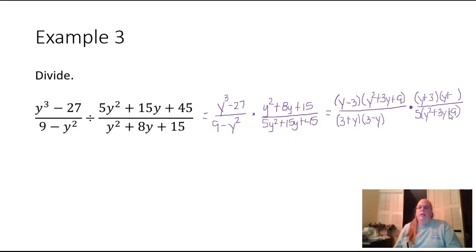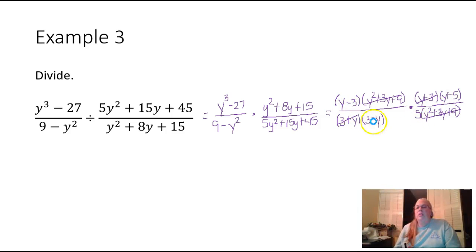All right, now, when we cancel anything in the numerator, either one of the numerators can cancel with anything in either one of the denominators. All right, so let's see. There's a y squared plus 3y plus 9. Here's a y squared plus 3y plus 9. They'll cancel out. Here's a y plus 3. There's a y plus 3 down here in the denominator. They'll cancel out. Let's see, I've got a y plus 5. I have a 5. They're not going to do anything.